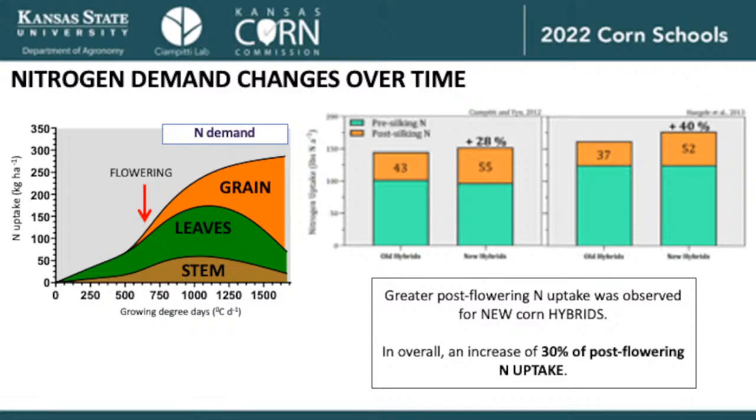The main change that we are seeing with the new hybrids is that today we are seeing more nitrogen coming after flowering. So the plant needs more nitrogen after flowering. In the past, the old hybrids didn't need that much nitrogen after flowering, because the time from flowering to maturity was relatively short. Now these new hybrids put more plant biomass, more green biomass, so they need more nitrogen. That's one of the keys in the corn yield improvement over time.